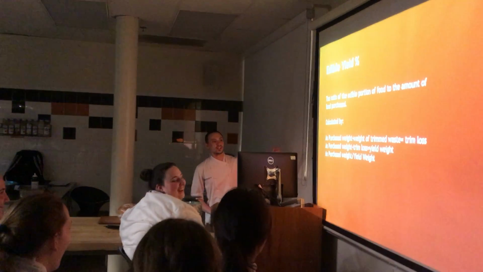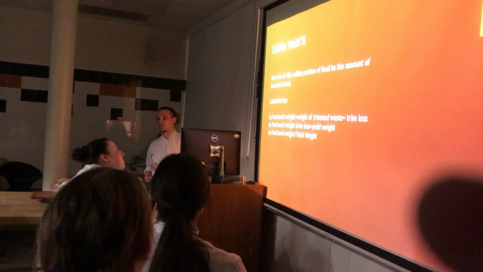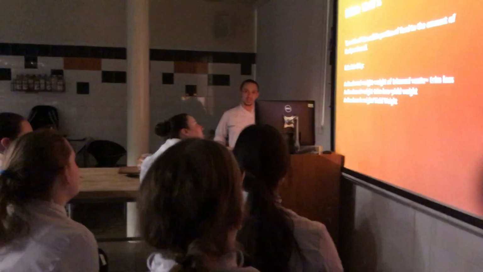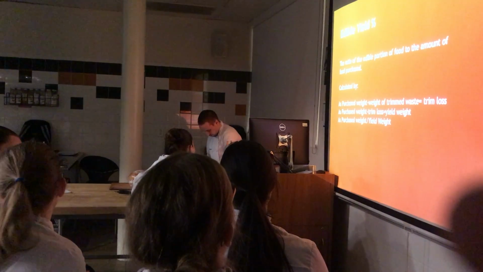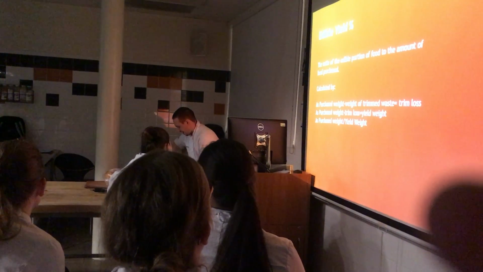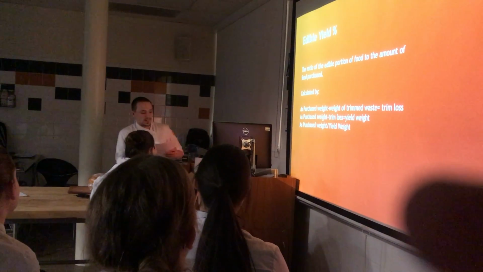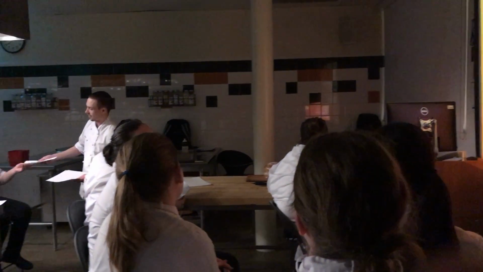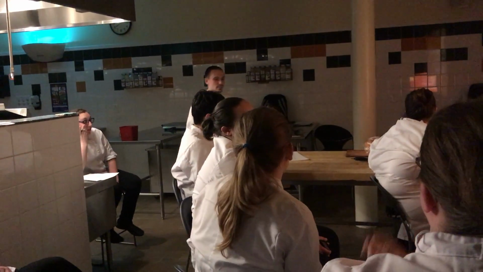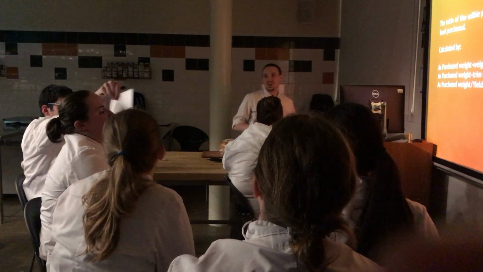So the first thing you need to know is edible yield percent. This is how much you're getting off of a specific food item. So actually, I'm going to pass out a handout, and I would like you guys to fill this out with the equations as the PowerPoint is going on. That way you have it for future reference. Here you go. Don't worry, all equations are provided in the PowerPoint.